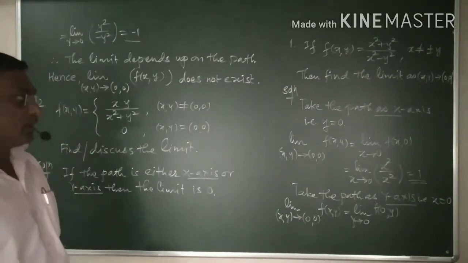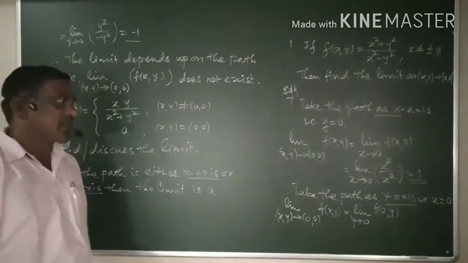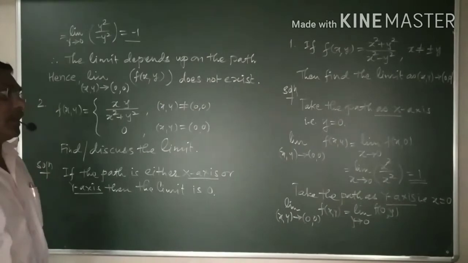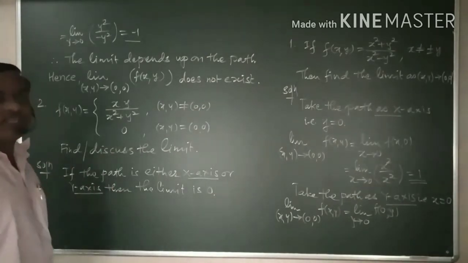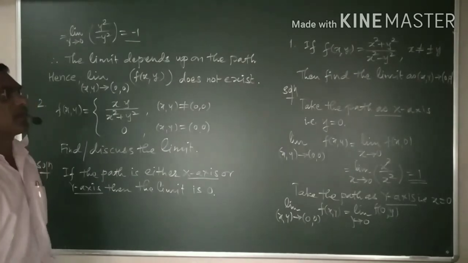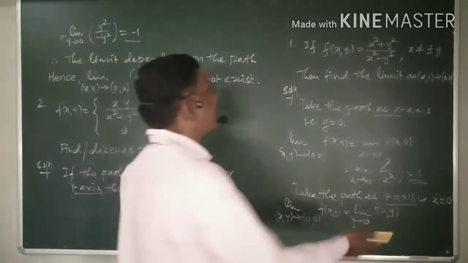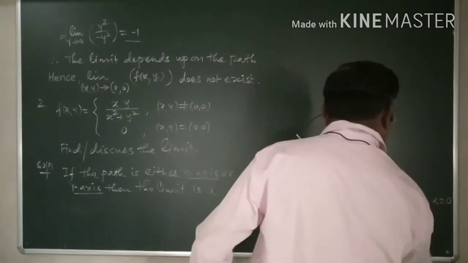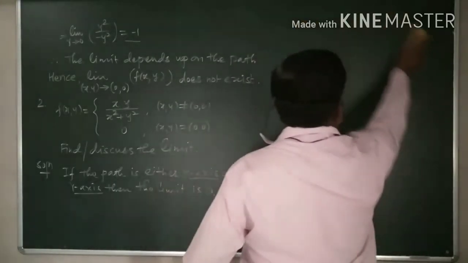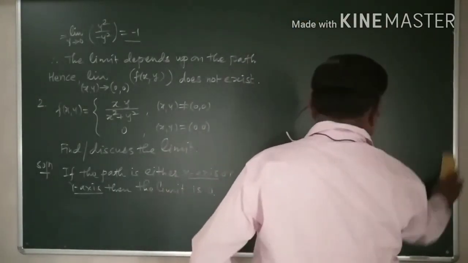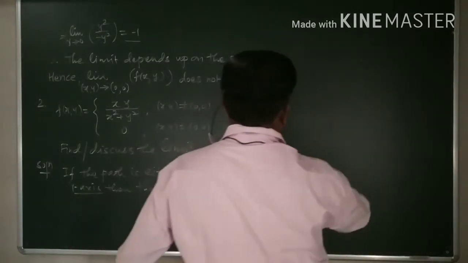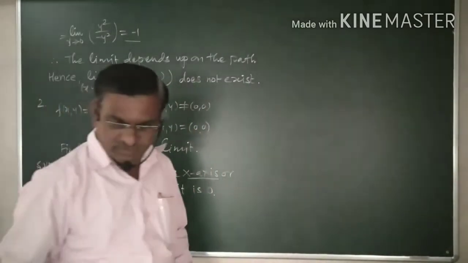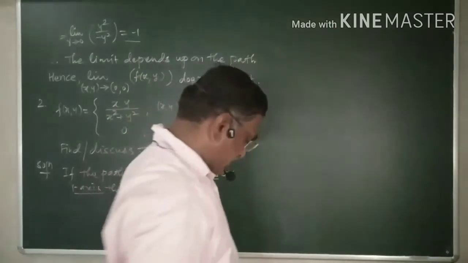But due to only these two paths, we cannot say that the limit of the given function does not exist. Hence, in such cases we need to search for another path where we can get a different limit or the same limit. If you are getting the same limit, again you choose another different path, so that you are able to decide whether the limit of the given function exists or not.